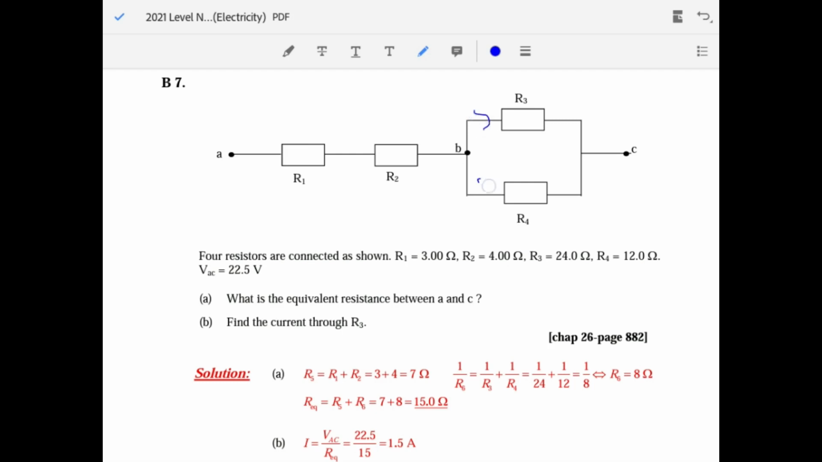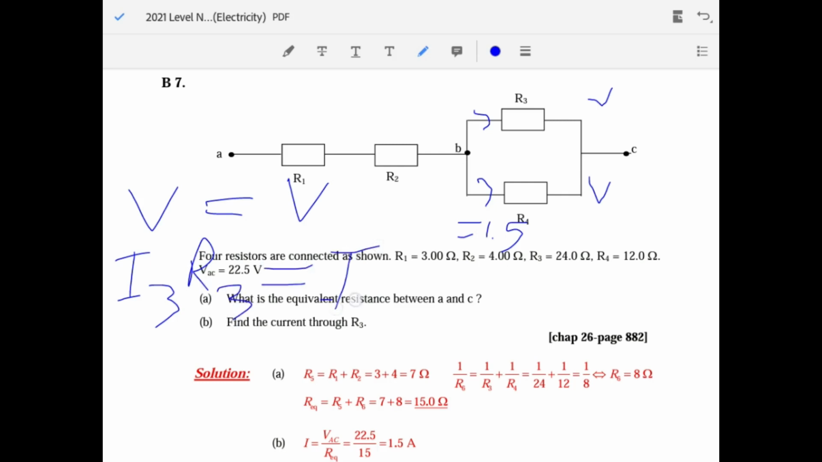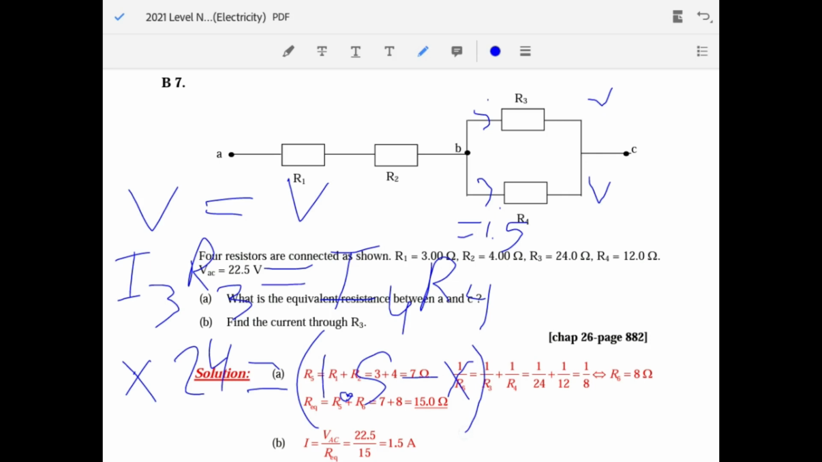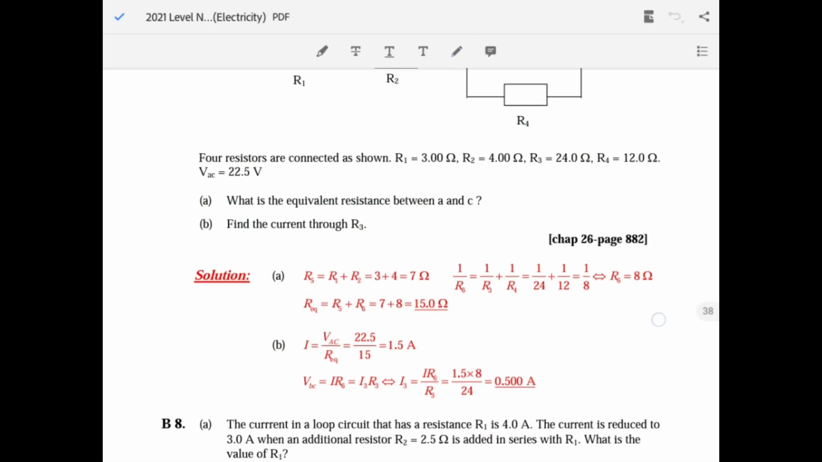So the current over here plus the current over here is equal to 1.5. And you know that the voltages are the same because they're parallel branches. So you do V equals V, so I3 R3 is equal to I4 R4. What's I3? You don't know, you need to find it, so take it as X. R3 is 24, is equal to I4 times R4. Do you know what I4 is? No, but you know that the current in R3 and the current in R4 add up to 1.5, so I4 is 1.5 minus X, and then R4 is 12. So you put it in your calculator, do some simple algebra, and you should end up with 0.5.